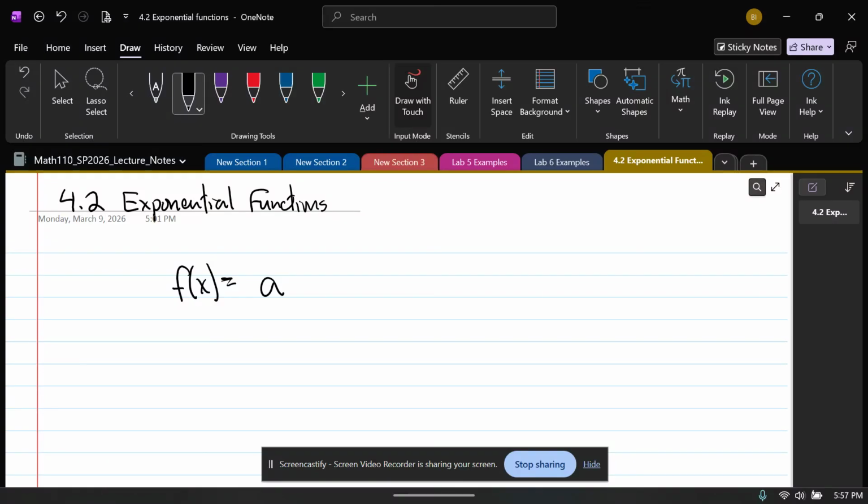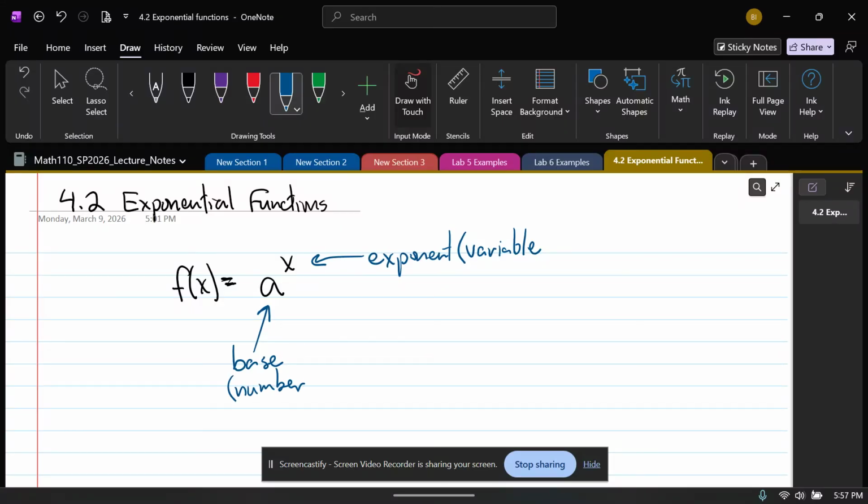You have a base. I'm going to put a letter A just as the base. And you have x. So that's your exponent. It has the variable in it. This is called your base, and it's usually a number. That exponent can have some other stuff happening in there, like it might have x plus 3 or something weird like that in there. But the variable is in the exponent with an exponential function. That's where the x lives, in the exponent.